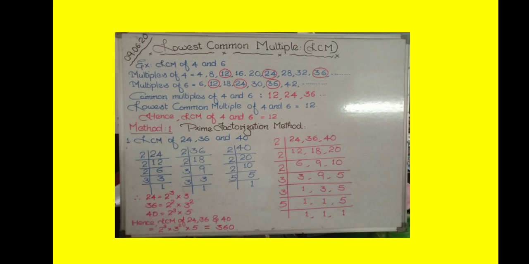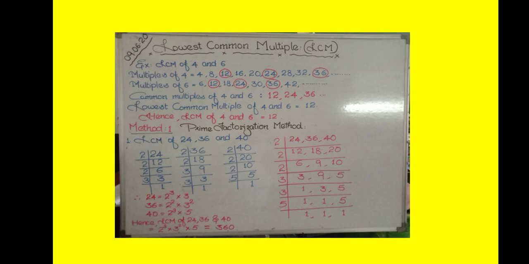This is the easiest method since 4 and 6 are one-digit numbers and it is very easy to find out the multiples of 4. It will be 4, 8, 12, 16, 20, 24, 28, 32, 36, etc. And what will be the multiples of 6 then? 6, 12, 18, 24, 30, 36, etc.